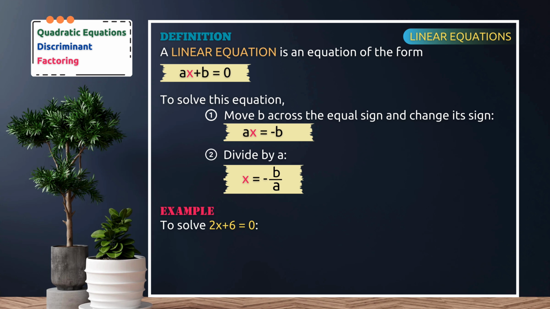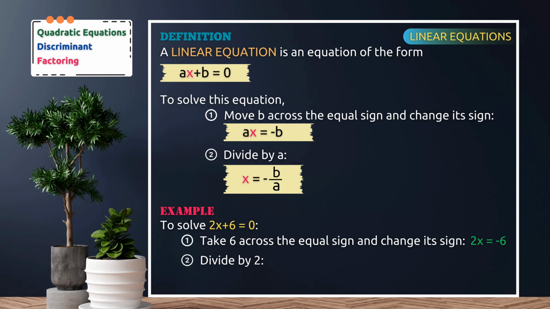To solve for x, we first take 6 across the equal sign, and since 6 is positive on the left side of the equal sign, it becomes negative on this side. Next, we divide by 2 to get the value of x to be negative 3.